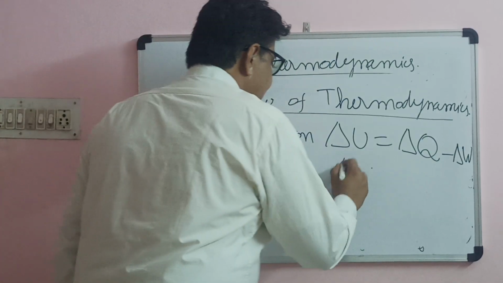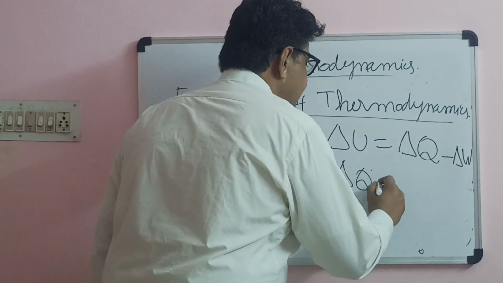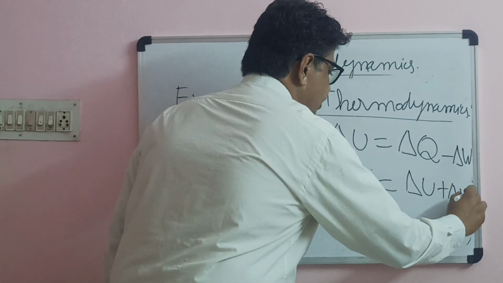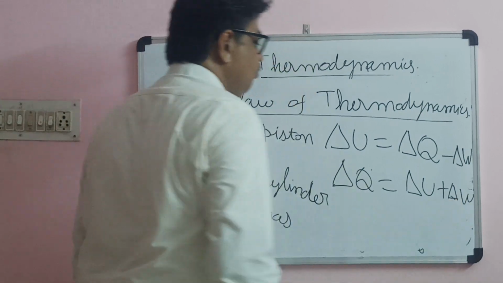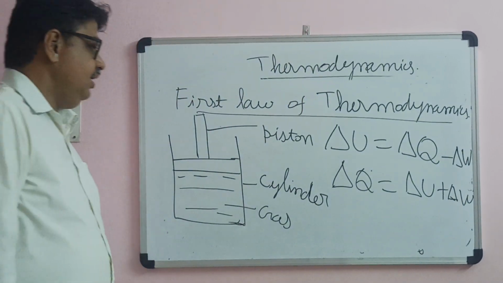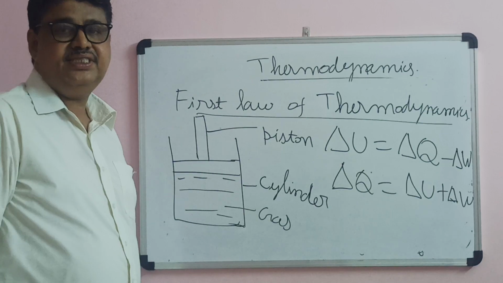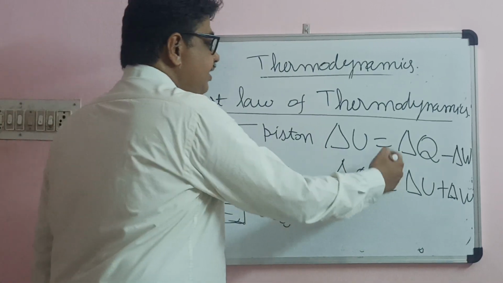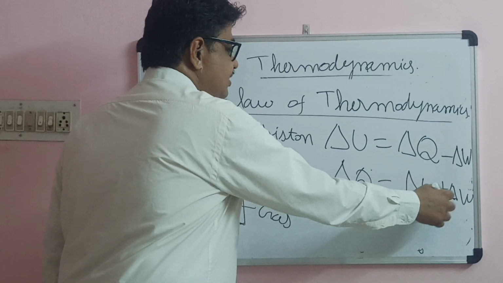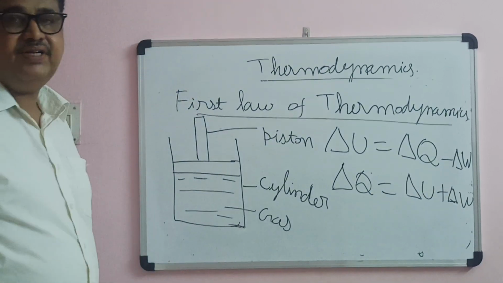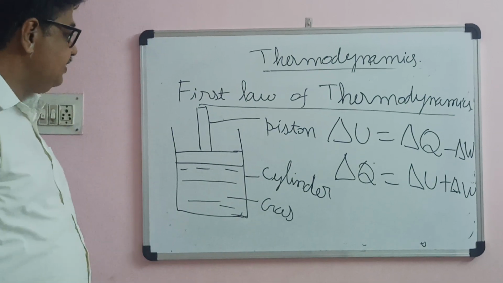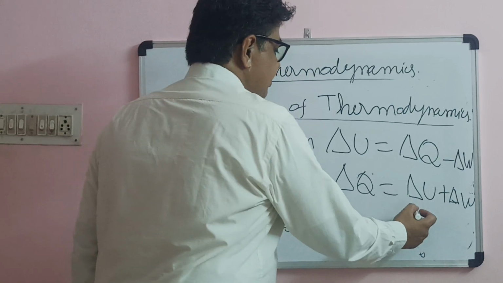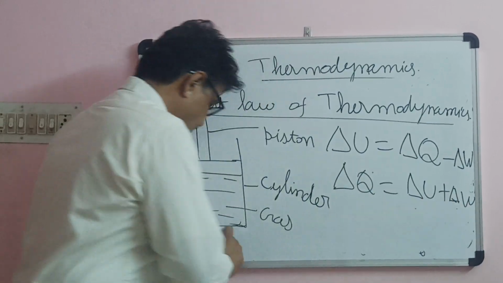So if we write this equation, delta Q is equal to delta U plus delta W, where delta W is the work done by the gas and delta U is the increase in internal energy of the gas. Therefore, heat supplied to the gas is absorbed in increasing the internal energy as well as in work done by the gas. This is the first law of thermodynamics.